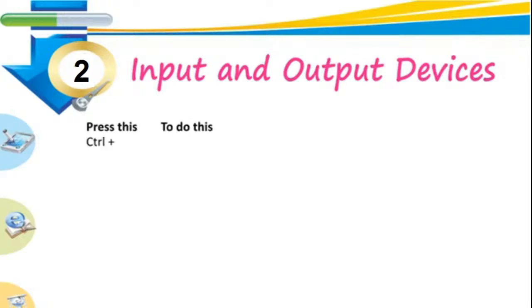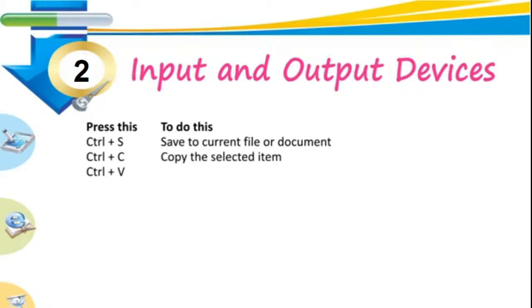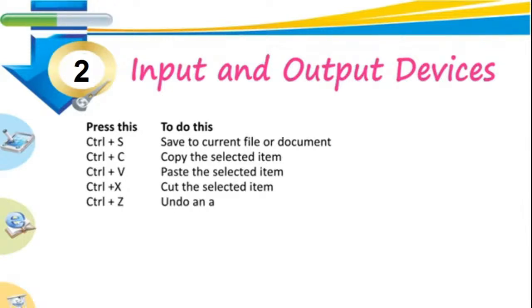Press this, to do this. Control plus S, save the current file or document. Control plus C, copy the selected item. Control plus V, paste the selected item. Control plus X, cut the selected item. Control plus Z, undo an action.